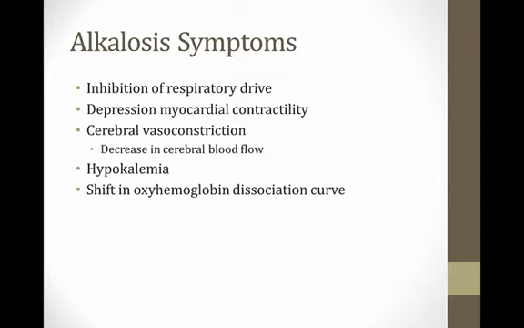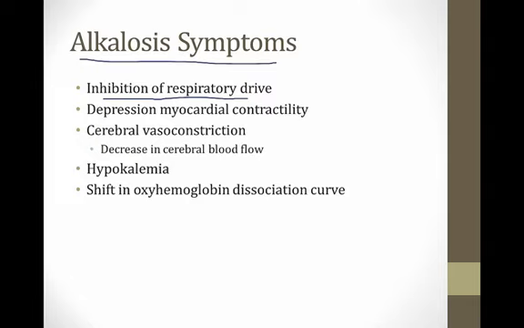Now let's talk about symptoms of patients who are alkalotic. So they get inhibition of their respiratory drive. This is the reverse of the mechanism we described for acidosis. The brain wants the body to retain CO2 so that it will increase the hydrogen atom concentration and bring the pH back down into normal range.